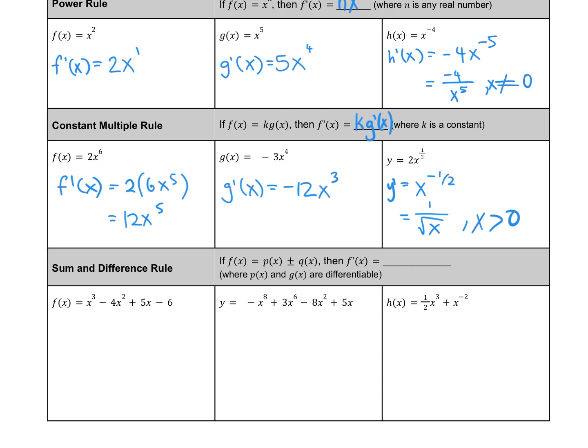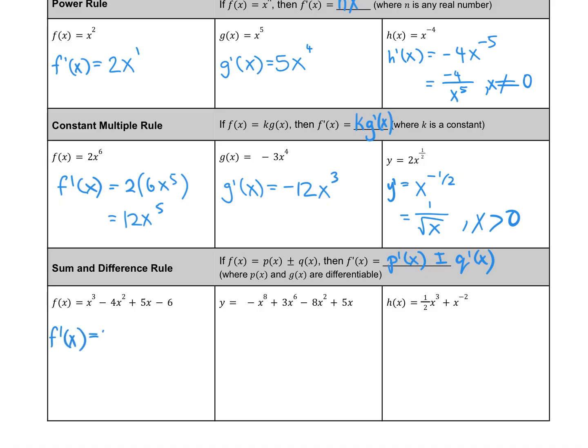And final rule for today, if I have a function that is made up of the sum or difference of other functions, I'm just taking the derivative of the individual function. So if I have p of x plus or minus q of x, the derivative is just p prime of x plus or minus whatever the operation was, q prime of x. So again, using our power rule and applying it to the sum and difference rule, here I have a function, it's just a cubic function, this f of x. I'm going to take the derivative of the individual pieces, and that will be the derivative of the entire function.